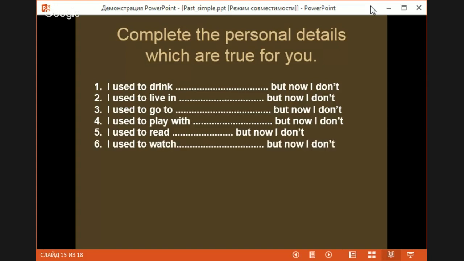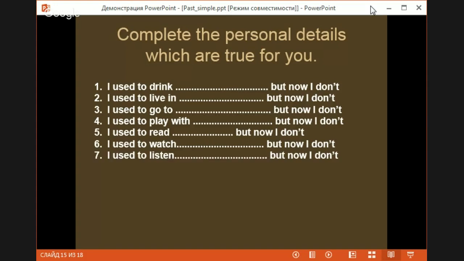Okay. I used to watch cartoons, but now I don't. I used to watch Glee, but now I don't. I used to watch Grey's Anatomy, but now I don't. Oh, what an interesting life. Now we have different interests.